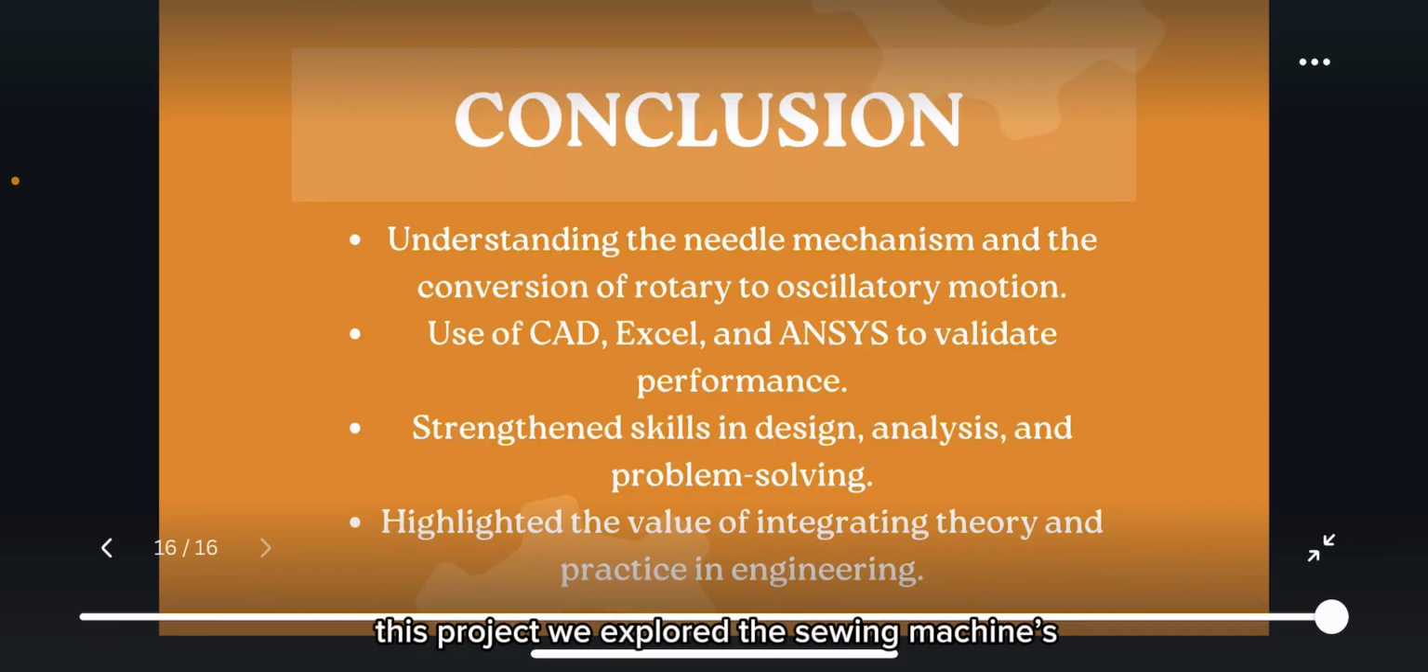Eventually, in this project, we explored the sewing machine's needle mechanisms, showcasing how rotary motion is transformed into precise linear and oscillatory motions for stitching. By combining theory with tools like CAD modeling, Excel for calculations, and ANSYS motion for simulations, we validated the mechanism's efficiency and performance. This study highlights the role of kinematic and dynamic analysis in understanding motion conversion and providing insights into the interaction of mechanical components.